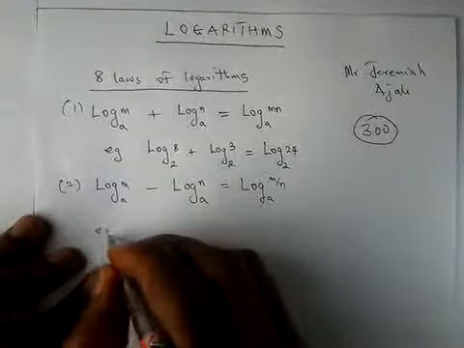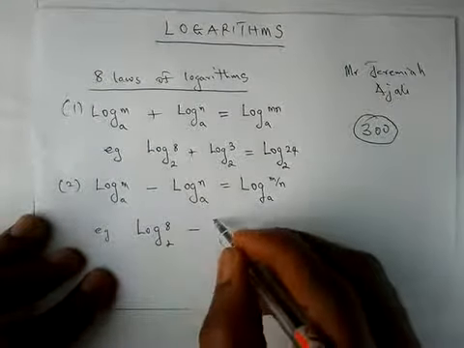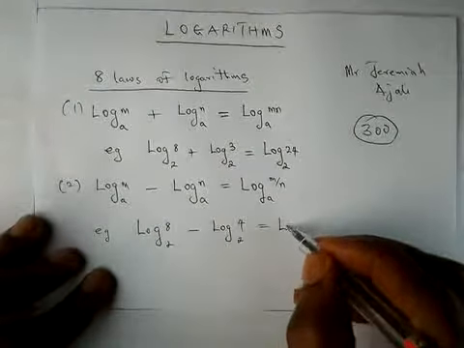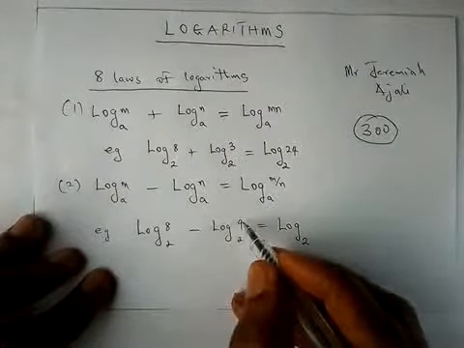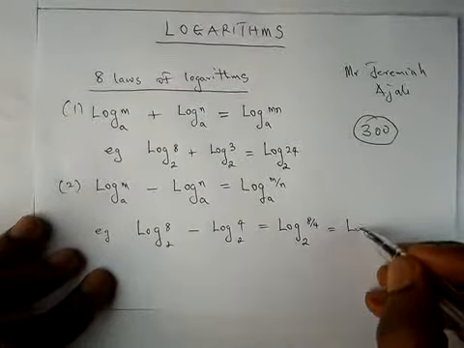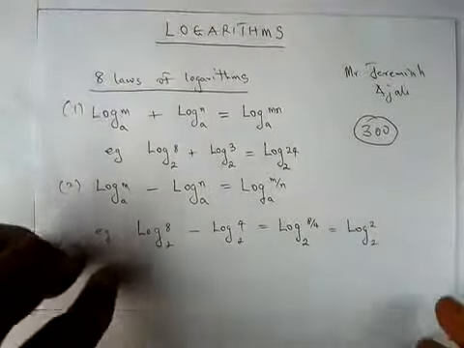Okay, for example, log 8 to base 2 minus log 4 to base 2 is going to give us log, take 1 base, base 2, 8 divided by 4, and of course 8 divided by 4 is 2, so this is log 2 to base 2. Log 2 to base 2 is 1. Of course you know that. We'll soon get that as a rule.